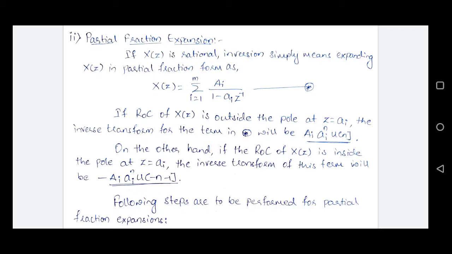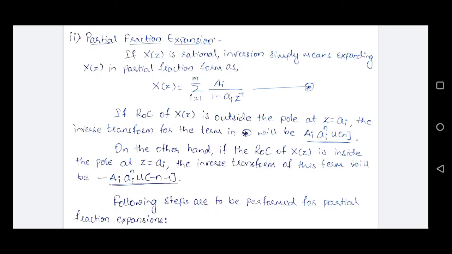So in partial fraction form, the z transform x of z will be expressed as summation i equals 1 to M of A i, where capital A i is the residue for the root small a i, and we'll have to find these residues capital A i for each of the roots in the denominator, which will be expressed by lowercase a i. So capital A i divided by 1 minus lowercase a i z inverse.